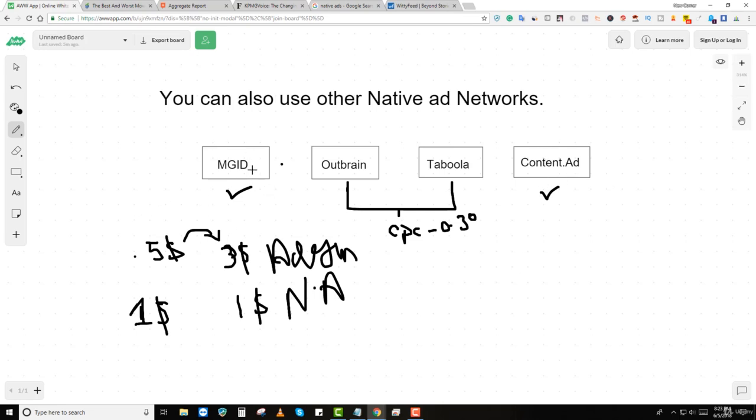Don't try to use the Mjet. I'm not sure what results you're gonna get from the Mjet. Try to test these two networks, but you'll be getting good results from this network. I suggest this network to everyone. And this is the main reason why I use native ad network.